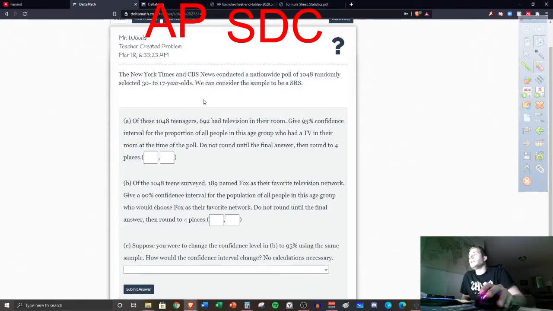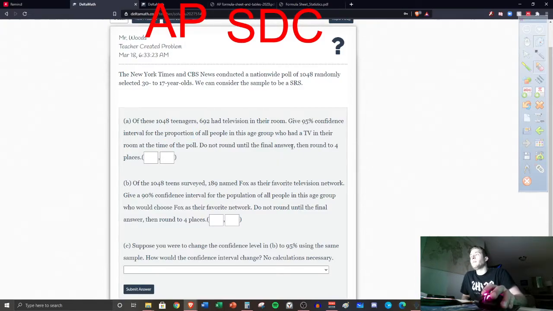Okay, so we're not doing any of the checks, but when we read this, let's read the first part. Of these 1,048 teenagers, 692 had television in their room. Give a 95% confidence interval for the proportion. Ooh, we see that word there, proportion, right? So this is making us think p-hat.